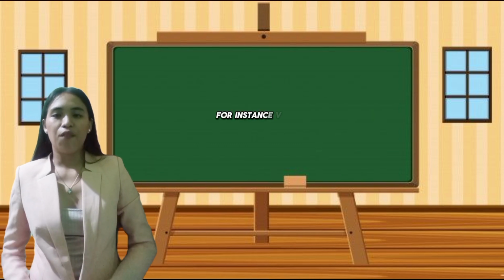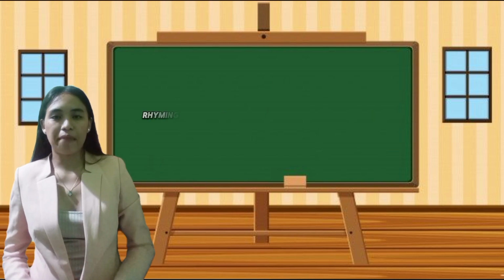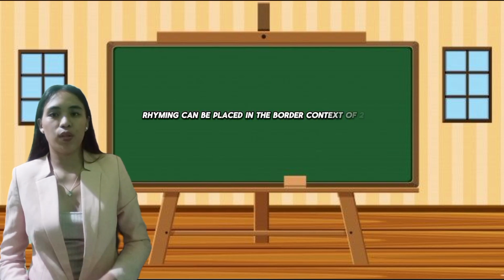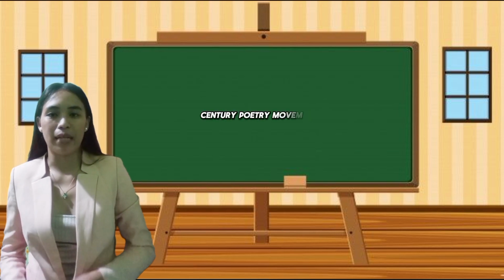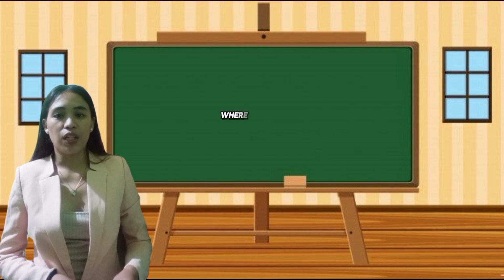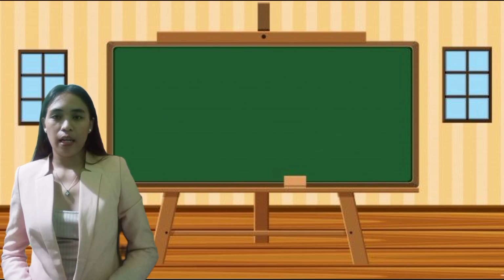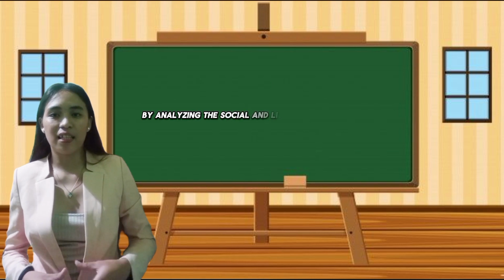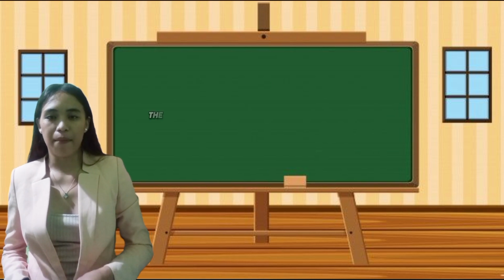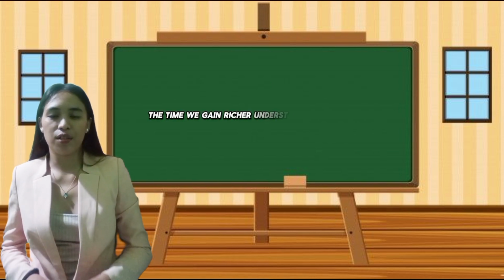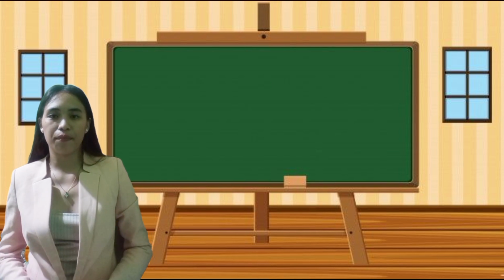For instance, Villa's discussion of rhyming can be placed in the broader context of 20th century poetry movements, where traditional and experimental forms were being debated. By analyzing the social and literary environment of the time, we gain a richer understanding of his work.